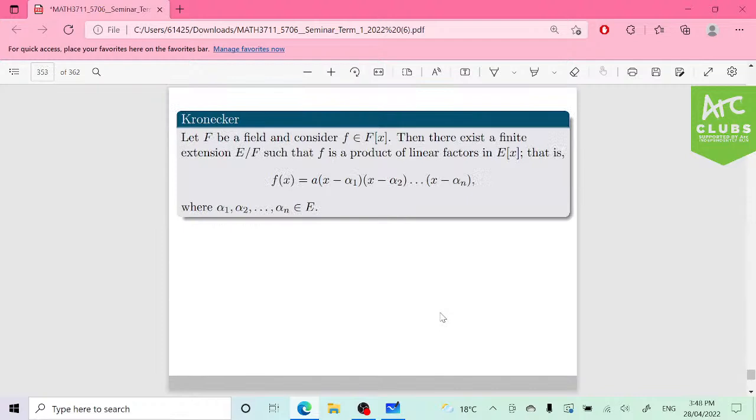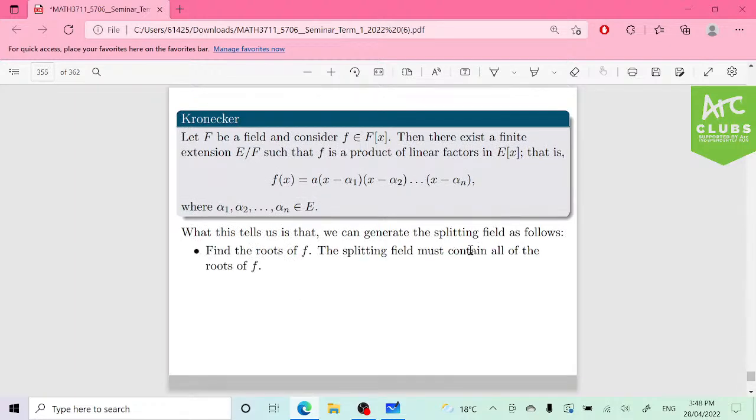Cool. A result by Kronecker states that we can always find a splitting field. So there is always a finite extension such that you consider any polynomial and it will split into linear factors. So what that tells us is that we can actually generate the splitting field as follows. The first thing is that each of the elements here must belong in your extension field.